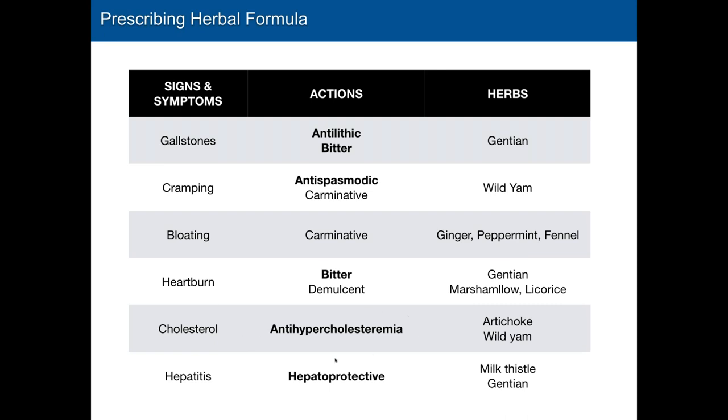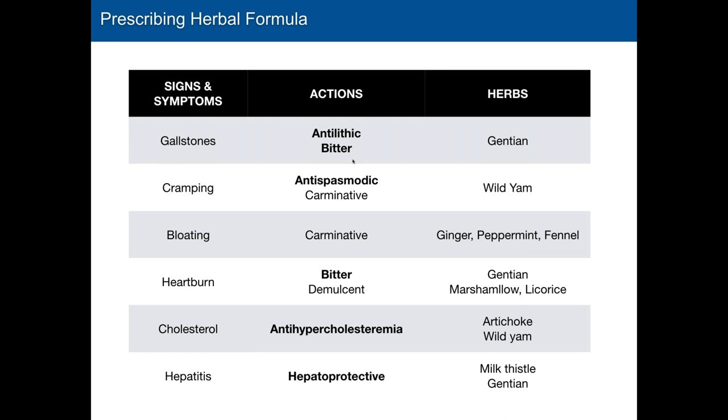Elevated cholesterol, there are things that help to reduce cholesterol, like an anti-hypercholesterolemic, something that lowers cholesterol. And I know there are a few herbs that I might want to use, like artichoke and wild yam. I'm going through this one quick, and we'll go through other ones slower, okay? And then finally, they have an inflamed liver. We want to try to protect that. We might want to use milk thistle and gentian. They both can help with that as well.